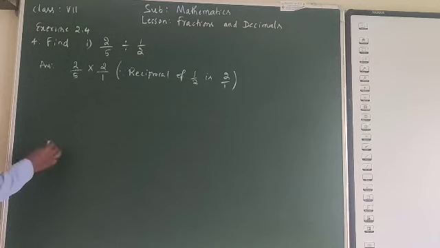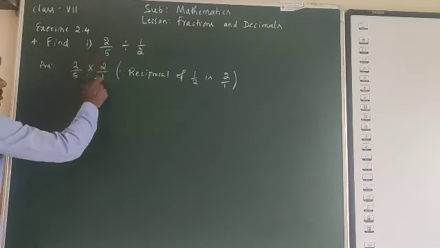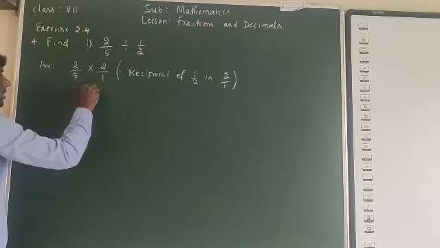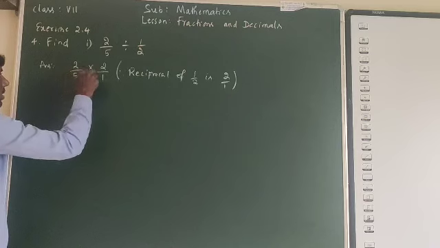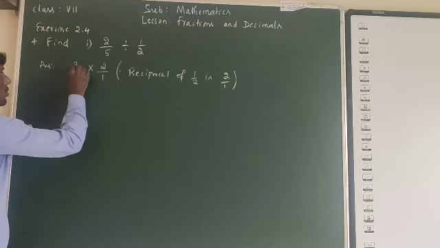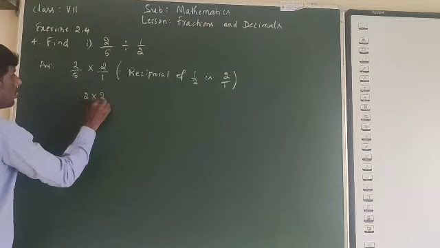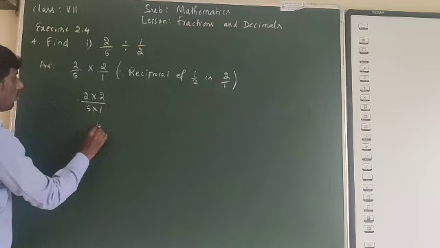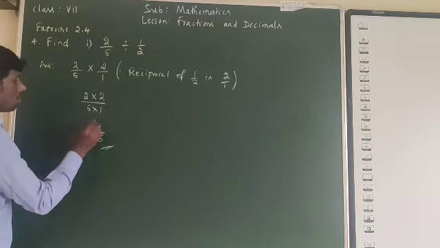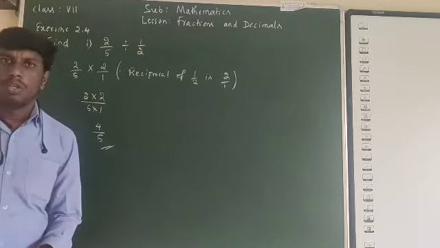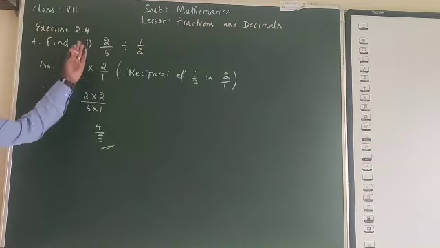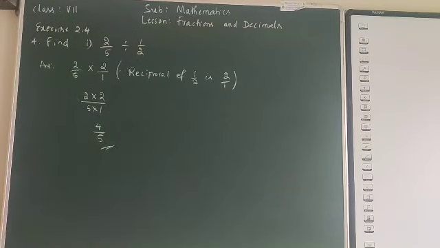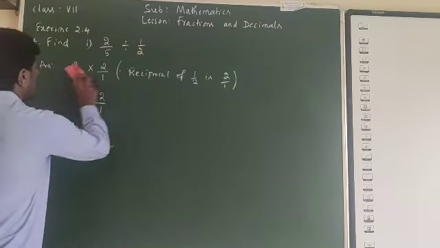Now this is a multiplication of a fraction by a fraction. Multiply the numerators and write in the numerator place. Multiply the denominators and write in the denominator place. Here, 2 into 2 is 4, and 5 into 1 is 5. So 4 by 5 will be the answer. This is the way of dividing a fraction by a fraction.